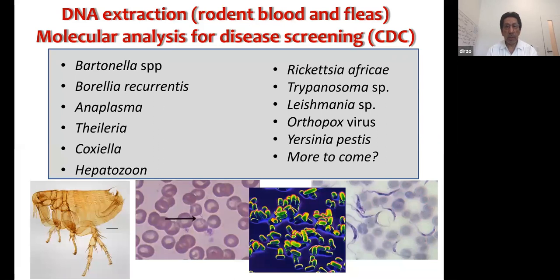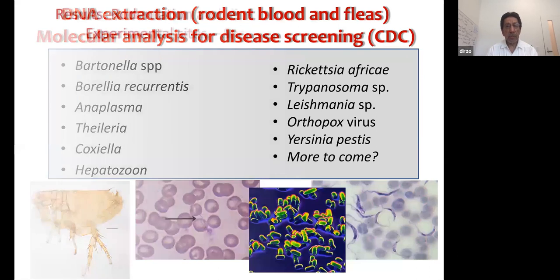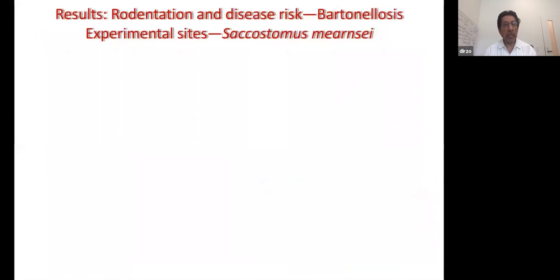And this is just a partial list of the diseases that we are detecting in this study. So we know that these diseases are present there. The question is, what are the consequences of having the proliferation of small mammals that carry these diseases? So in the next slide, I am going to show you the example of one particular species of rodent, Peromyscus, and one particular pathogen that they carry, Bartonella.